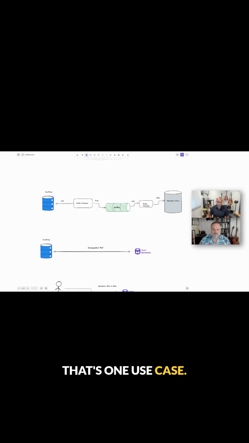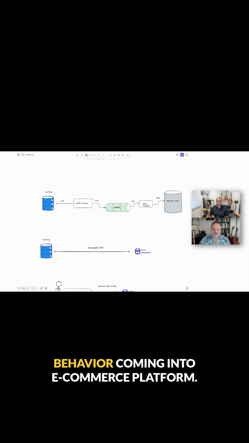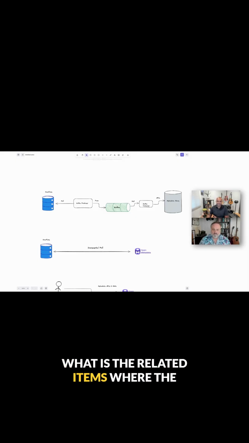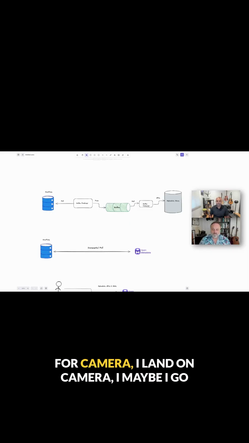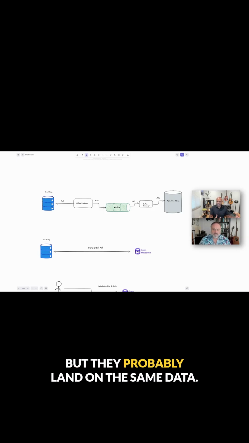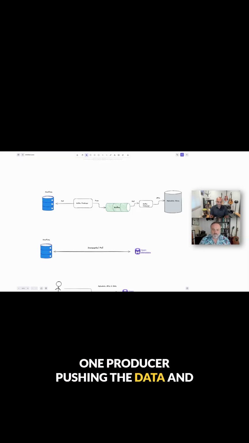That's one use case. Another team, probably an ML engineering team, wants to understand the user behavior coming into the e-commerce platform, how they are leading from one page to another page. Another team wants to develop related items, where the users are clicking. The related items could be, I'm probably searching for a camera, I land on the camera, maybe I go to a camera strap or something like that. So all of these are different use cases, but they probably land on the same data. So how do you enable one producer pushing the data and many consumers reading the data? That's the ideal use case for Kafka.